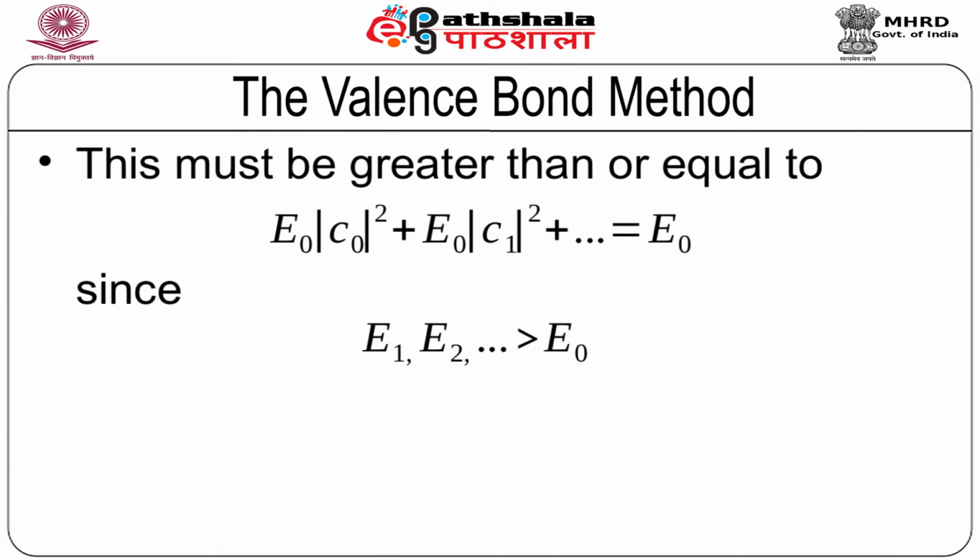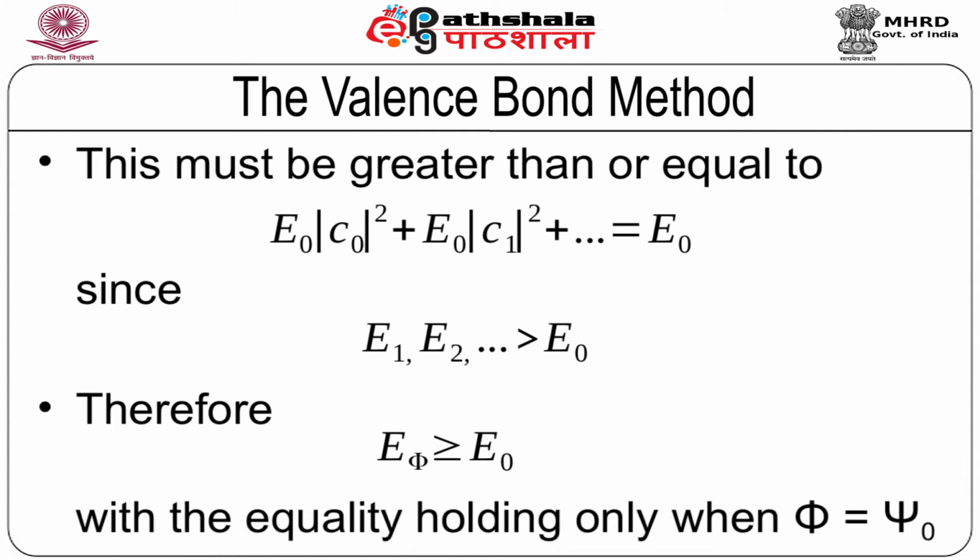So we can see that E phi must be greater than or equal to E0, since the sum in the expression for E phi contains the terms E0, E1, E2, and all these energy levels are larger than the ground state energy level. So this proves the variational theorem that E phi is greater than or equal to E0, and the equality holds only when phi equals psi0.